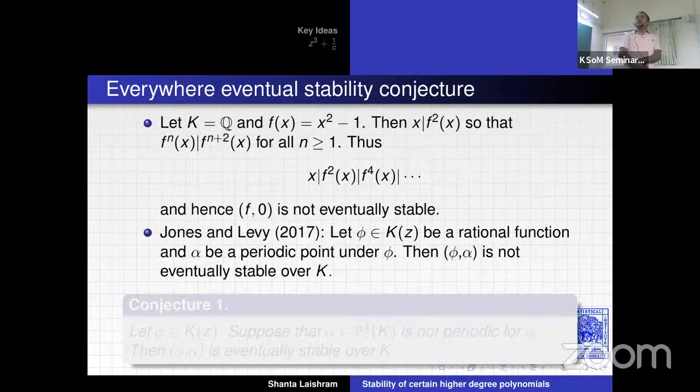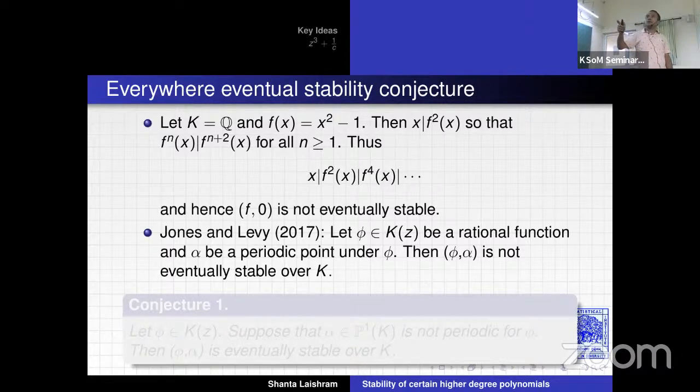Okay, so now let's look at one example. Let's start with the field Q and look at the polynomial x squared minus 1. This also came up in chapter 1. So basically what you can see is that if you look at the second iterate, that is (x squared minus 1) whole squared minus 1, that is divisible by x. So f2 of x is no longer irreducible.